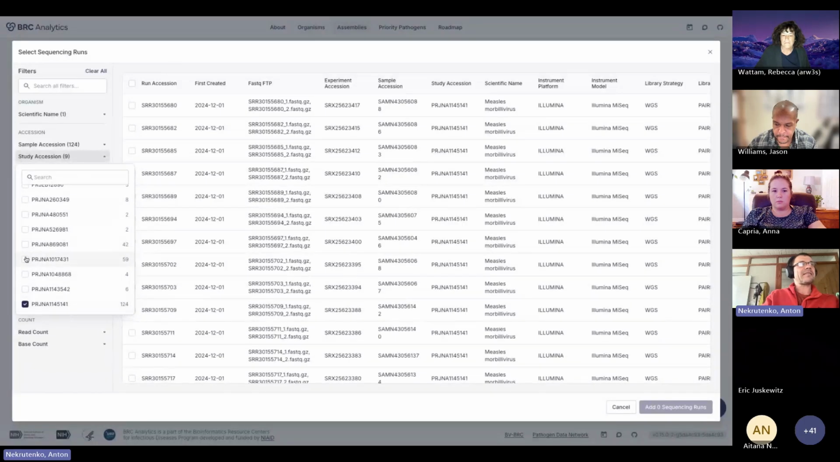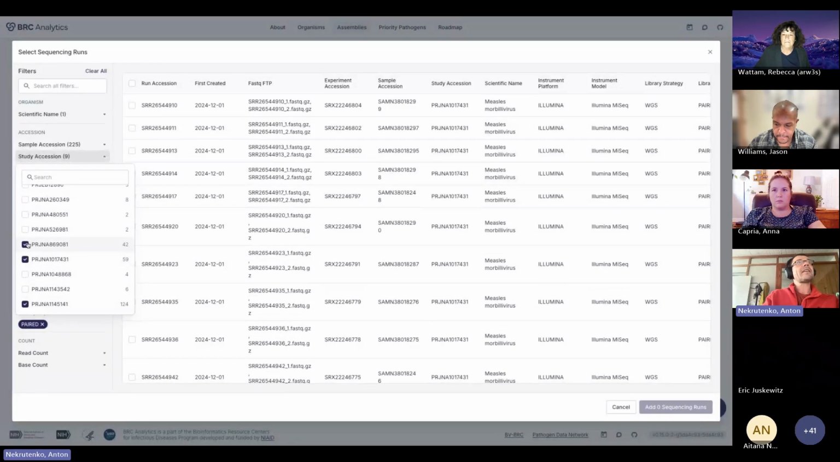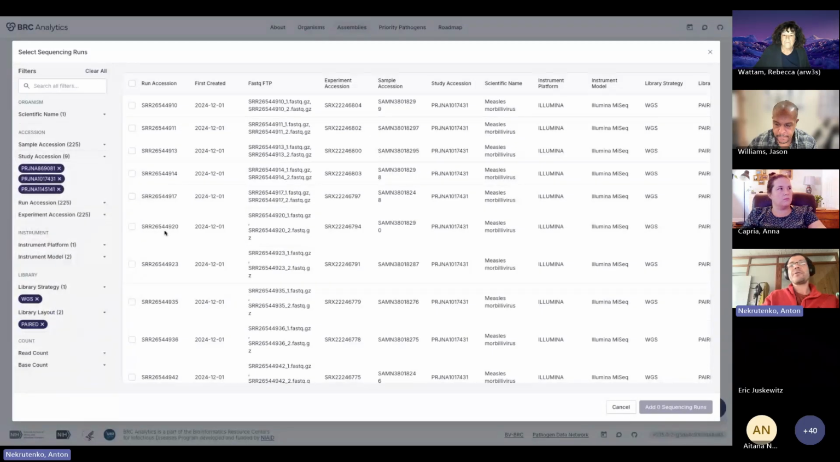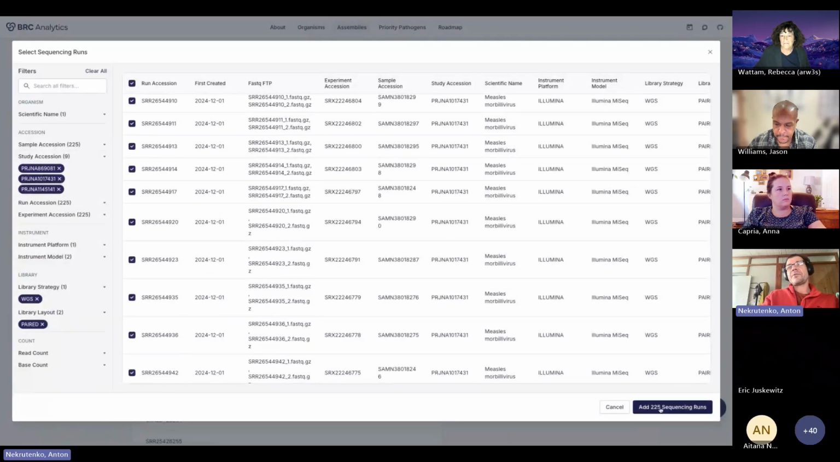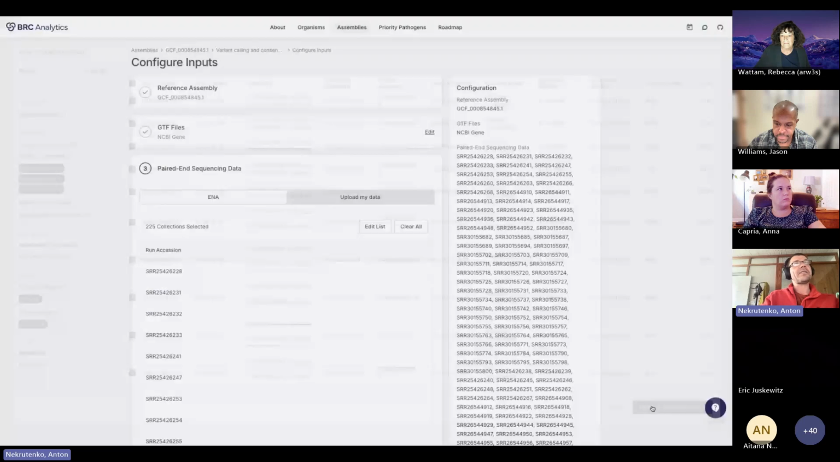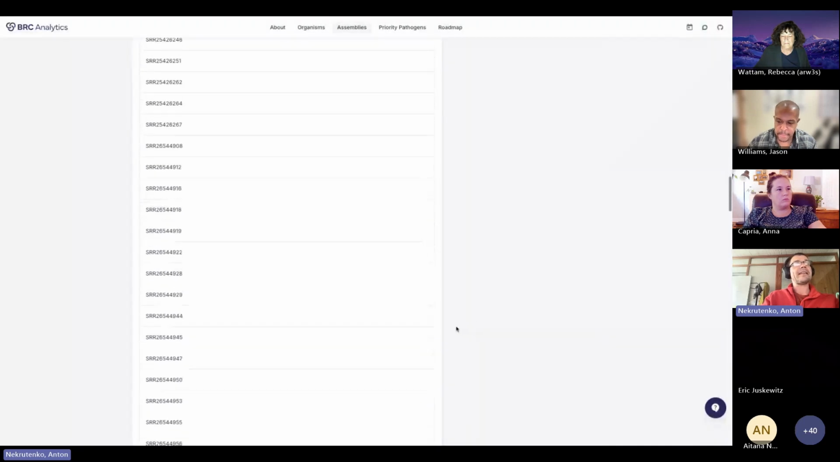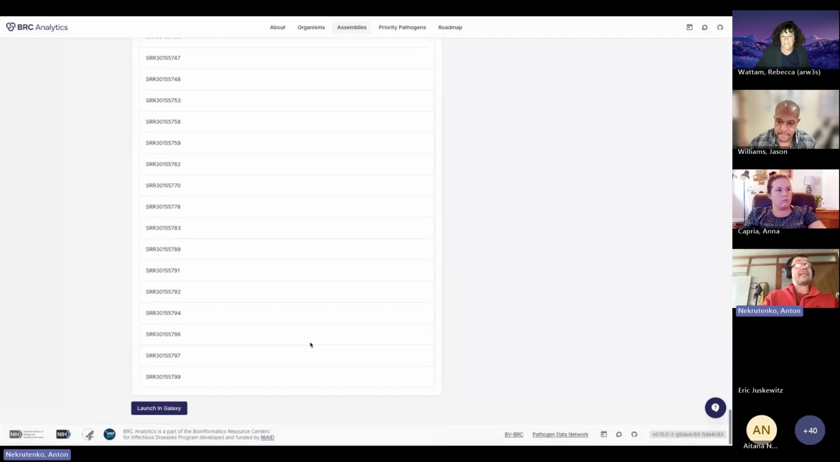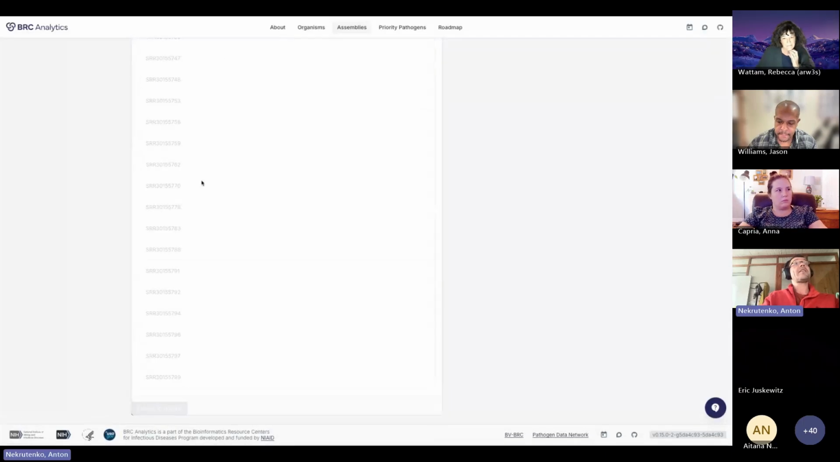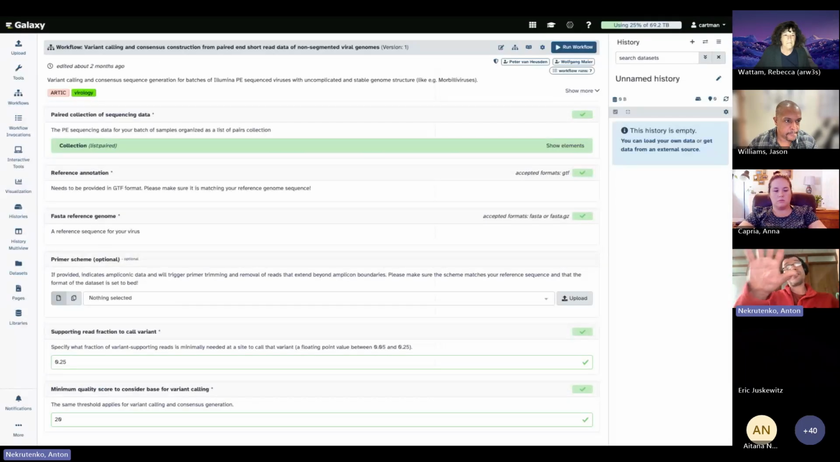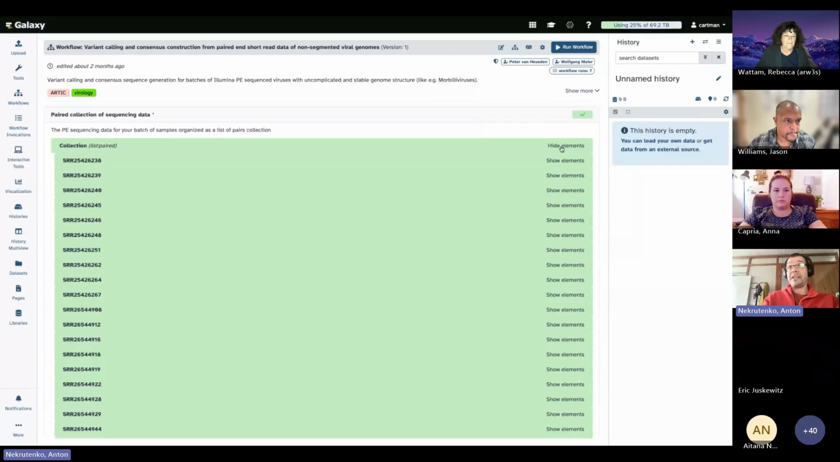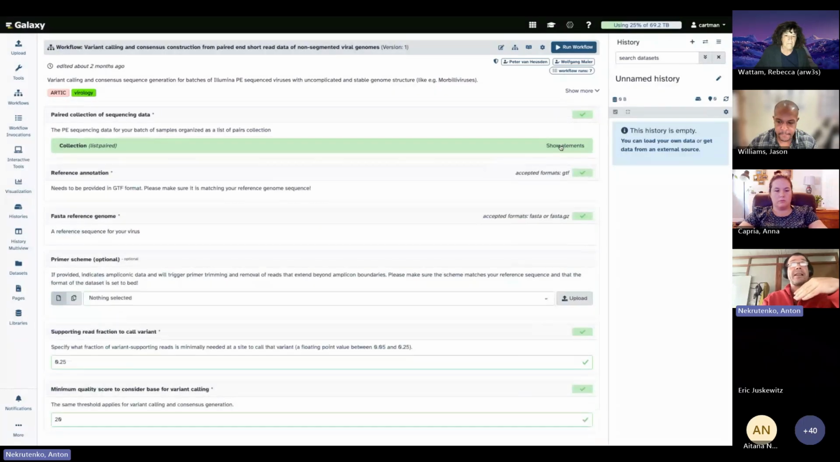So let's pick this one, that one, that one. And well, that's probably good enough. So that's 225 samples. So I just click add 225 samples, and I click this launch in Galaxy button, which would bring me to something which looks like this. So this is already a launch interface. You can see that my samples are already here, so they would be automatically pulled from SRA. My reference is here, my gene annotations is here, so I just click run workflow.